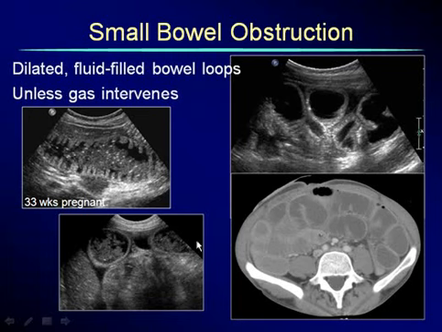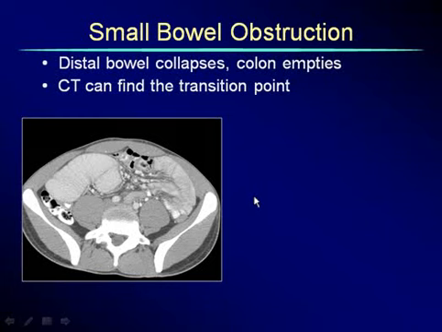Here's similar cases. Dilated loops filled with fluid. These loops are filled with fluid. There's a lot of them. This patient went to surgery, and sure enough, she had a small bowel obstruction, which you can imagine ultrasound can do quite well with such an abdomen. What we don't do very well with ultrasound is actually trying to find the point of obstruction, and CT does great with that. CT can track the bowel.